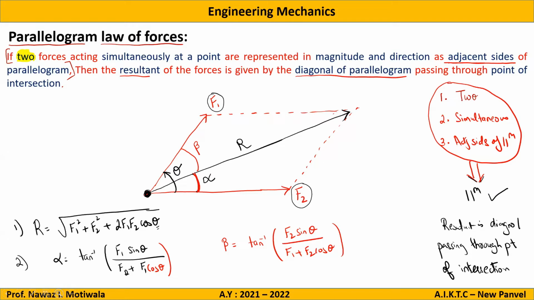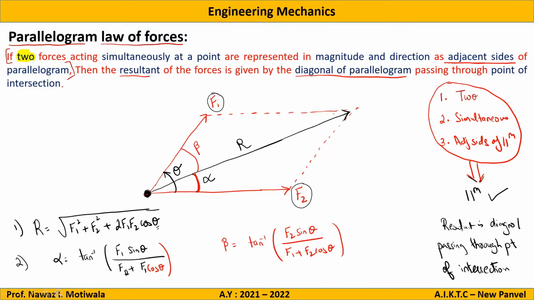So that's the thing in front of you. And I have also told you the three main conditions are: it should be two forces, second it should be acting at the same time, and third it should be represented as the adjacent sides of a parallelogram. If these three conditions are satisfied, then only we can apply the parallelogram law, and it says that the resultant will be the diagonal of the parallelogram passing through the point of intersection, and the magnitude of that R will be equal to root of F1 square plus F2 square plus 2 F1 F2 cos theta, where theta is the angle between the two forces.